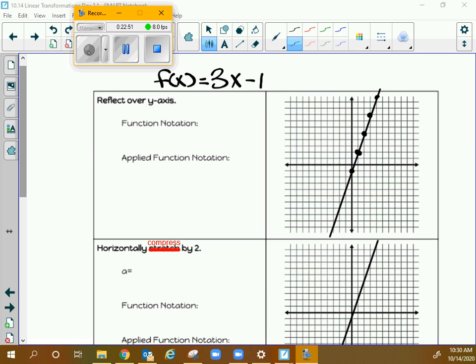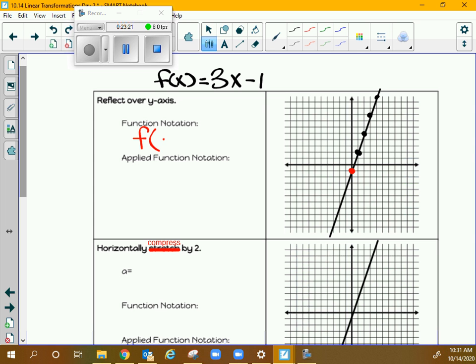If I'm reflecting over the y-axis, I'm flipping my line across that y-axis, which means the point that they share is going to be that y-intercept. So if you're checking your work, if it's horizontal, they should share the y-axis, not the x. So my function notation, since it's inside parentheses, would be f of -x.